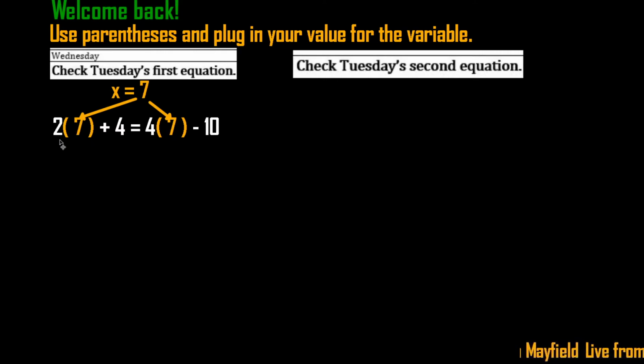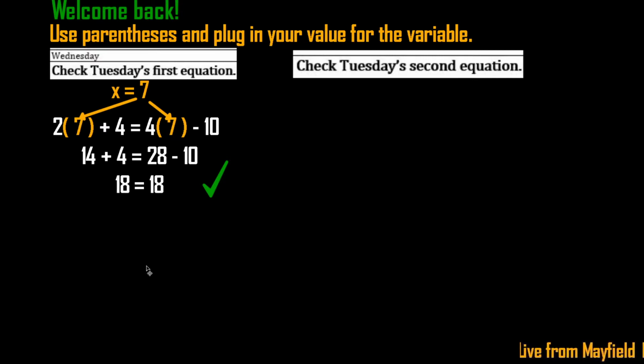So on the left side, we're going to have 14 plus 4. On the right side, we're going to have 28 minus 10. And since 18 equals 18, we know we are good.